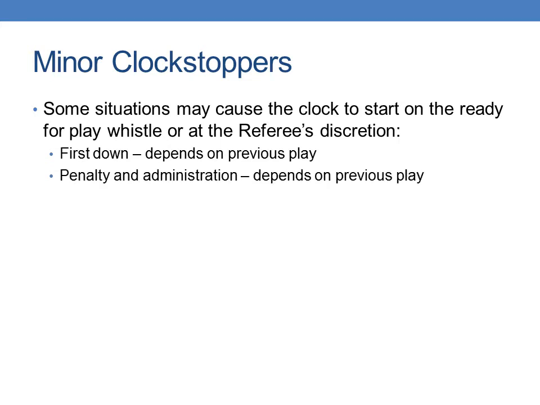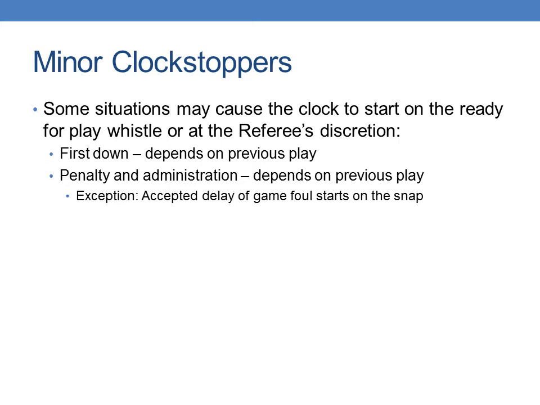Note that penalty and its administration is also dependent upon the previous play, with the exception that an accepted delay of game foul will always cause the clock to start on the snap under 2 minutes. So we mentioned previously the play for defensive pass interference. Let's say we had defensive pass interference, but A caught the pass anyway and then was deflagged in bounds. If that were the case, the administration of the penalty may result in declination of that penalty by A, but that would require us to start the clock on the ready for play.